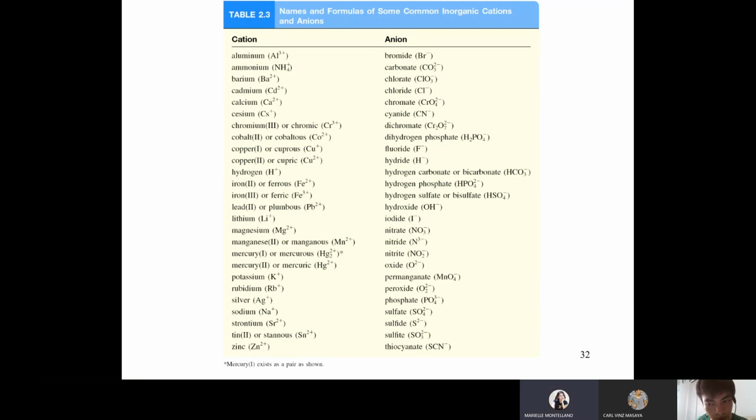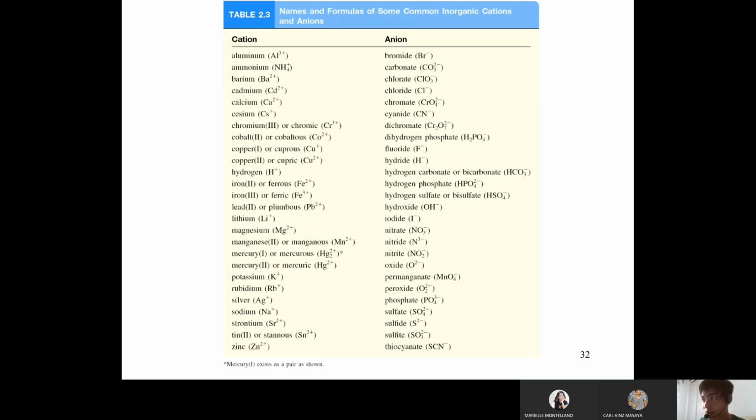Kailangan ba 'to kabisaduhin? In my experience, masasanay ka na lang din kasi mauumay ka sa itsura nila, no? So makakabisado niyo rin 'to over time. Pero for now, even 'pag nagku-quiz kayo, you can use your kahit index card or papel. Basta yung mga notes niya, pwede niyong gamitin. Screenshot ko 'to, tapos upload ko sa Teams.